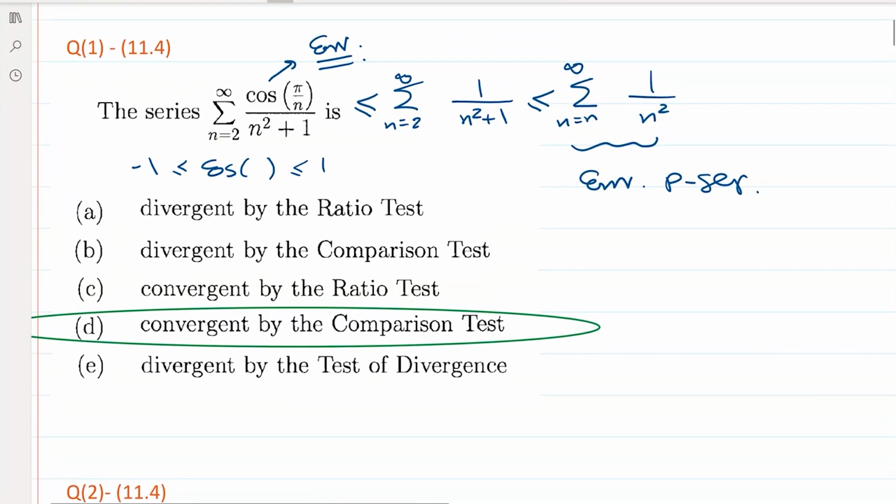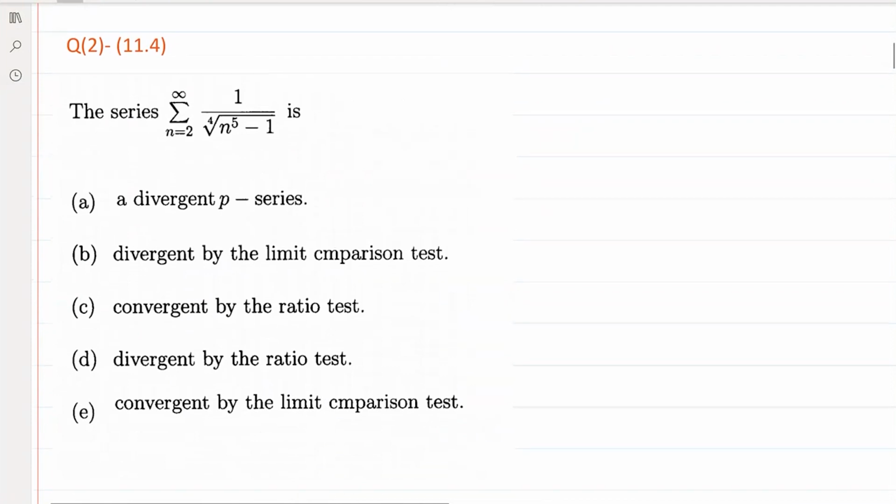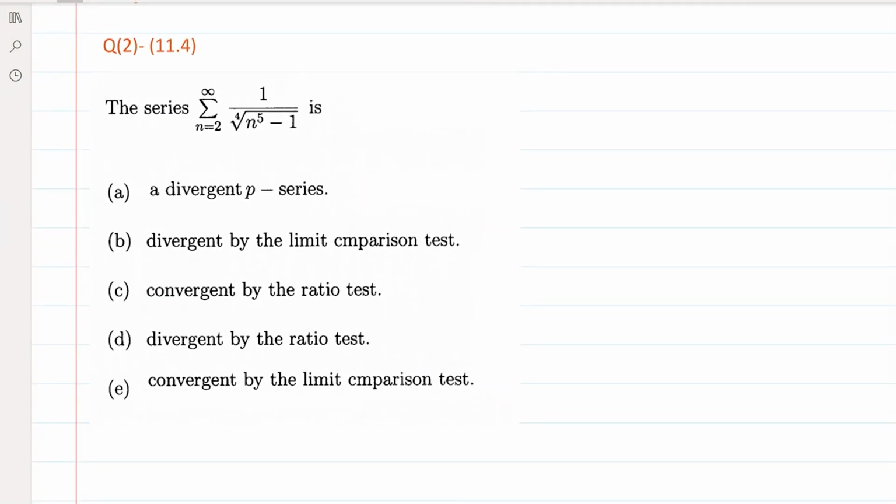Doctor, if it was n squared minus 1 in the denominator? Yes, then we can use the limit comparison test with 1 over n squared. You will see. Like this one. What do you think? What can we do with this one?